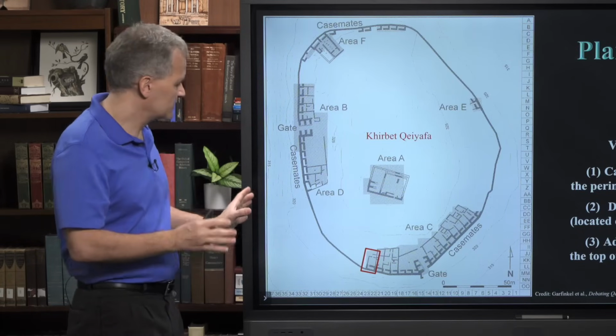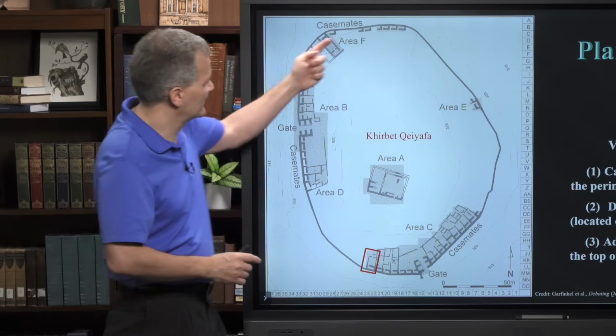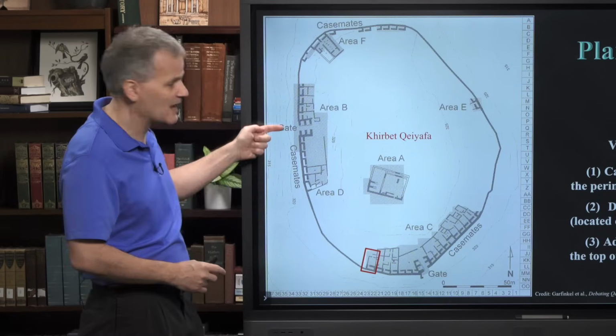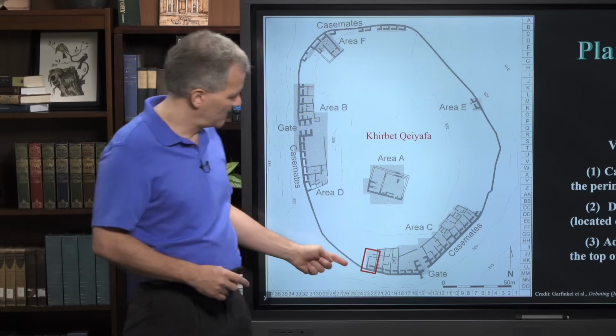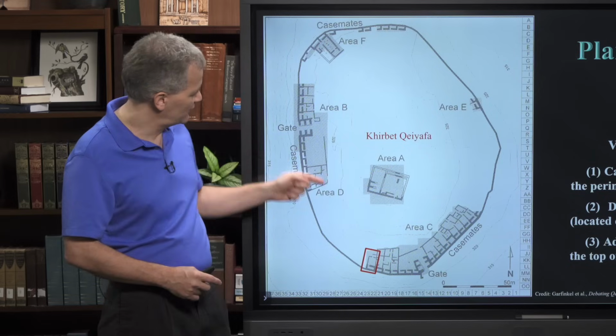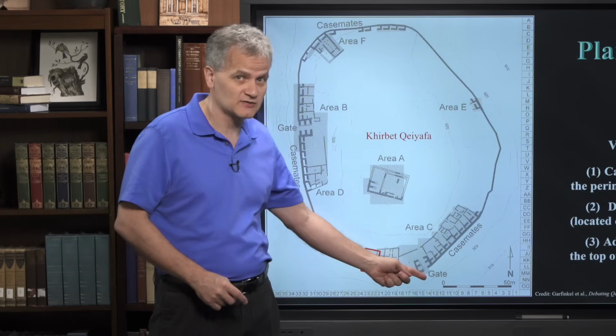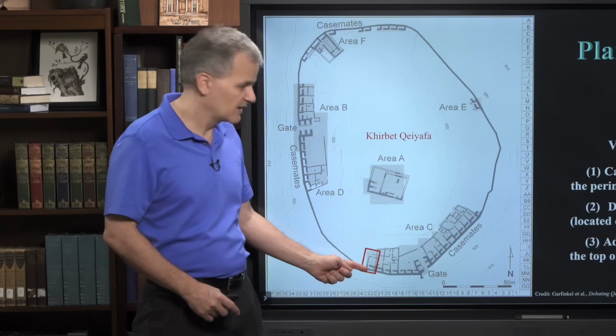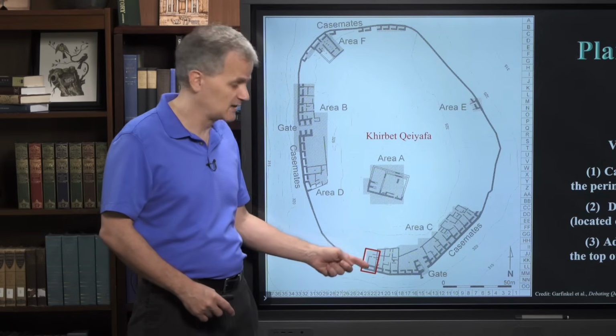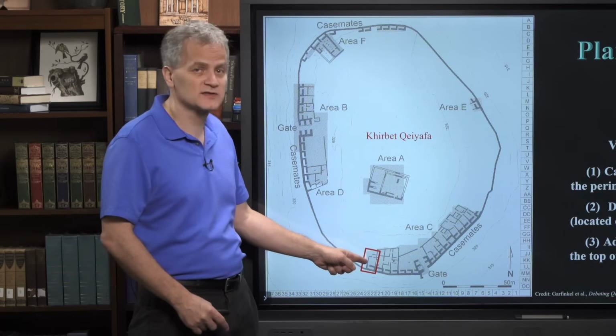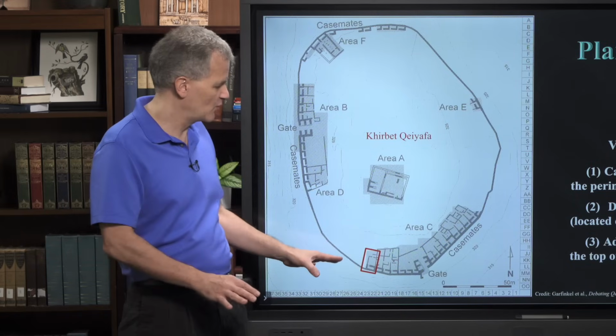All right, and where is building C11 on the site? Again, this is a north-oriented map showing you Qeiyafa. So the administrative building here, the western gate, the Azekah gate here, the Socoh gate, the south-southeastern gate here. And then right here where this red rectangle is, that's our house. That's C11, just so you know where it is.